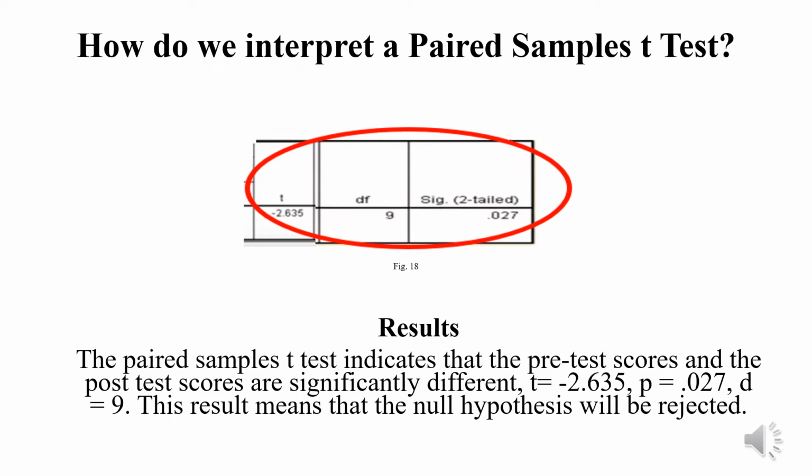Statistical significance is determined by looking at the p-value, in this case, the significance two-tailed area, and the p-value is set at 0.05. This paired samples t-test indicates that the pre-test scores and the post-test scores are significantly different. This result of 0.027 means that the null hypothesis will be rejected.